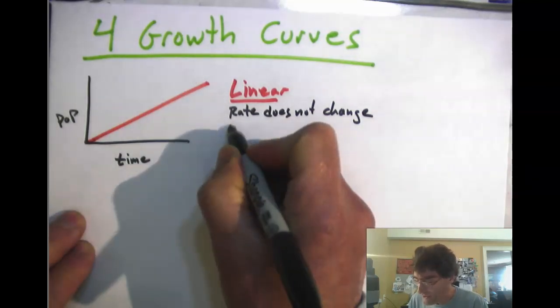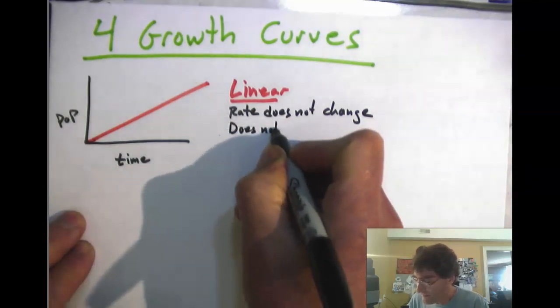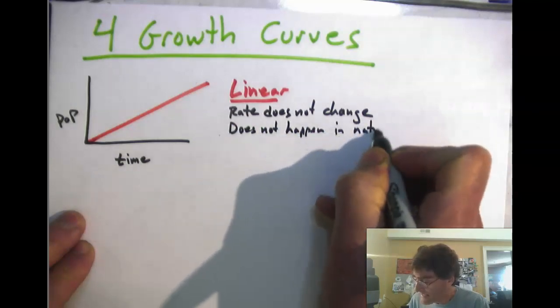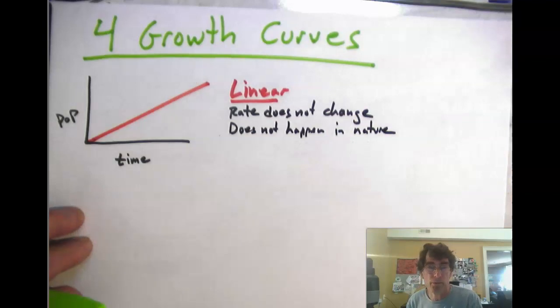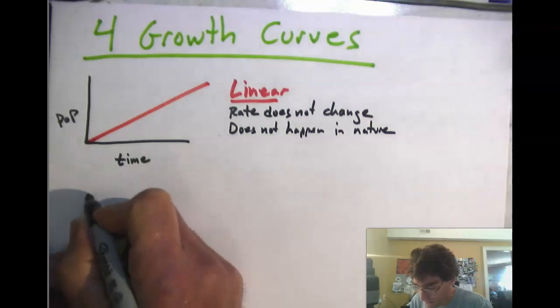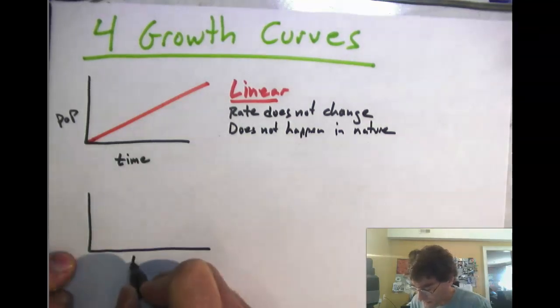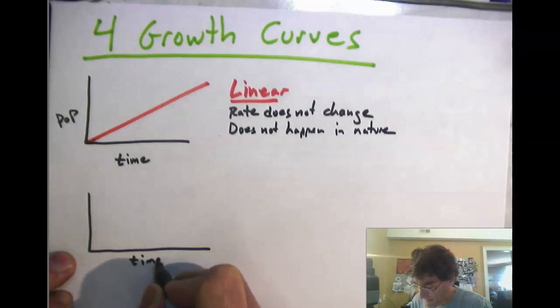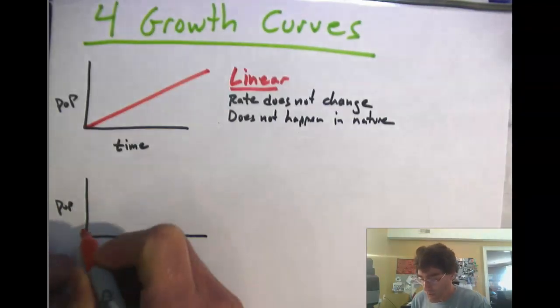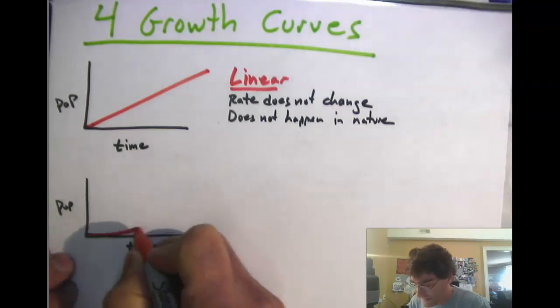This doesn't really happen in nature. We don't really see this kind of growth in nature. This is more of a mathematical function. I suppose it's possible, but it just doesn't really happen that much. What's much more likely to occur, here's another graph, time at the bottom, population over here. What's much more likely to occur is this.